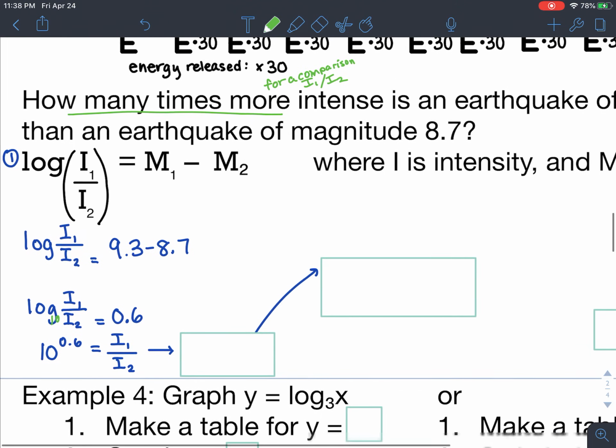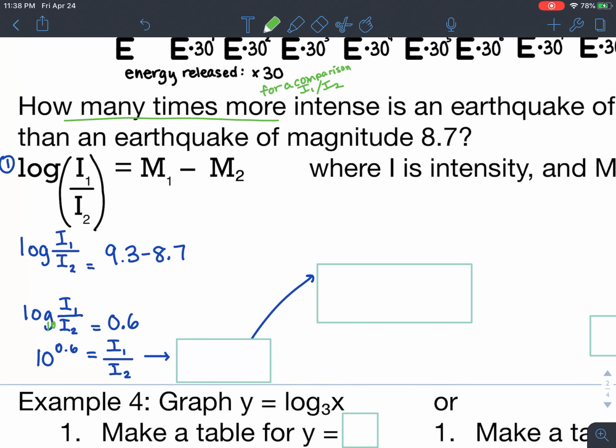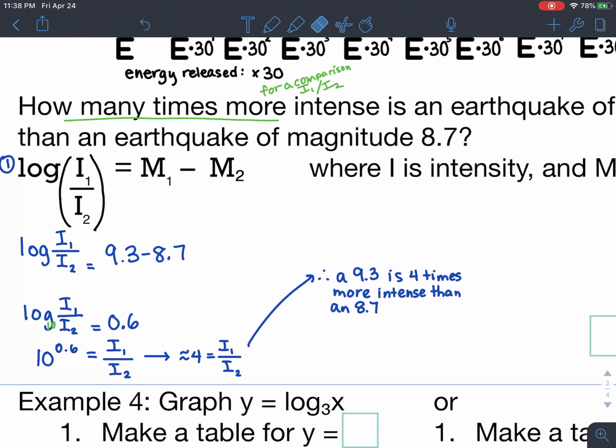But this is a common question that you get asked with logarithms, so it doesn't surprise me to see it. After you see it for a while, you know it's coming. So 10 to the 0.6 power is around 4. It's pretty close to 4. It's like 3.96. So what that means, because that equals I1 over I2, is that the 9.3 earthquake is 4 times more intense than an 8.7. And it might not seem that way if you just look at those numbers. I mean, 9.3, 8.7, you might think, well, that's just a little bit worse. Well, it's 4 times as bad.